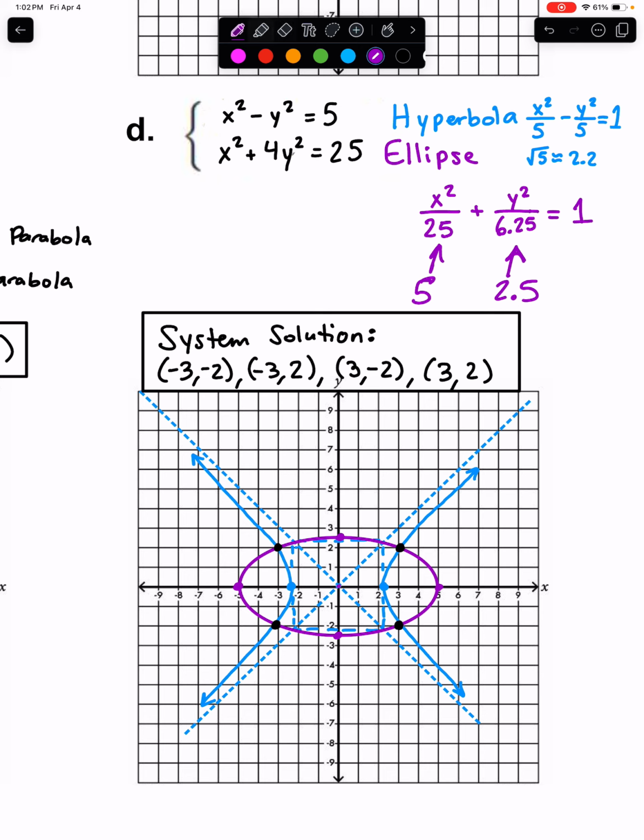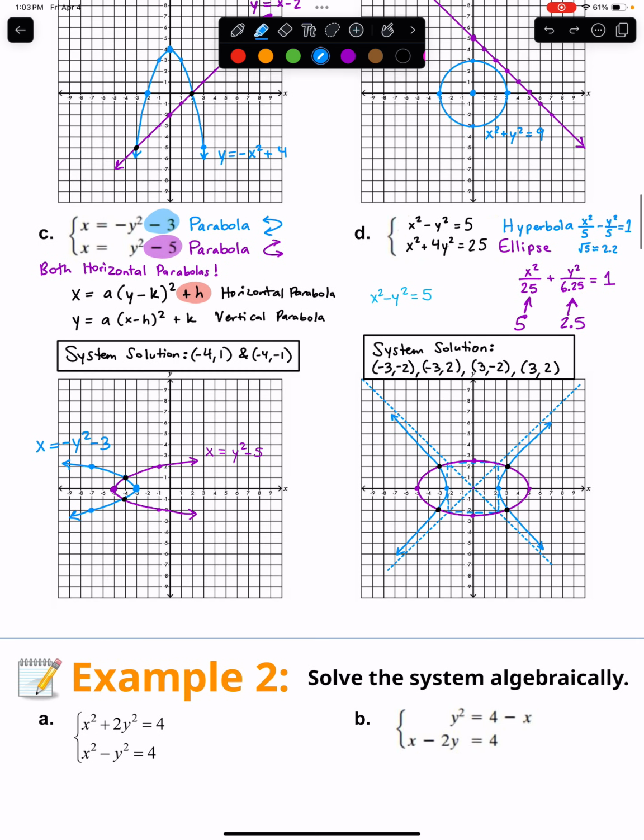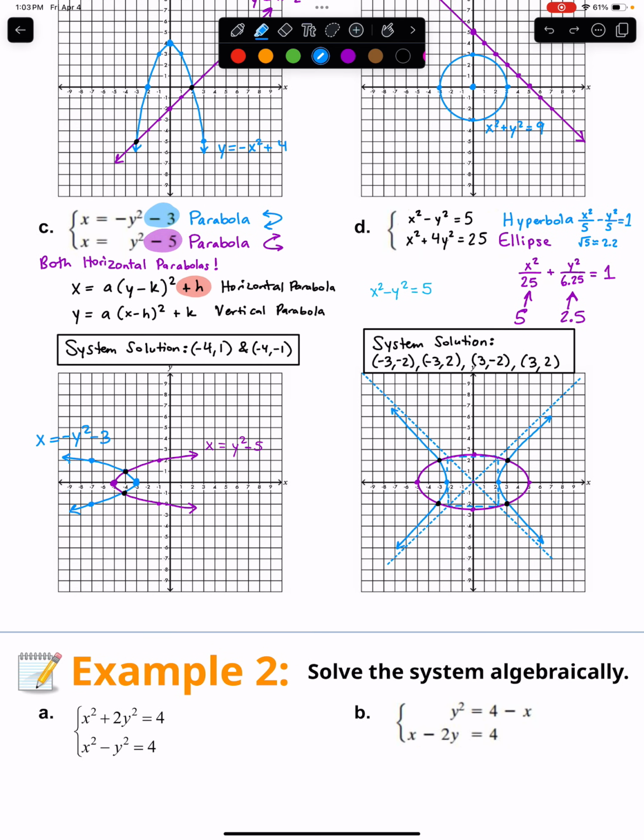And remember, we know it's a hyperbola because there's a minus sign in between. Anytime you have minus signs in between, that's what gives you the hyperbola. So x squared minus y squared, this is a hyperbola because it's a minus. Okay, next up we have our system solution, and we have 4 points where they connect.